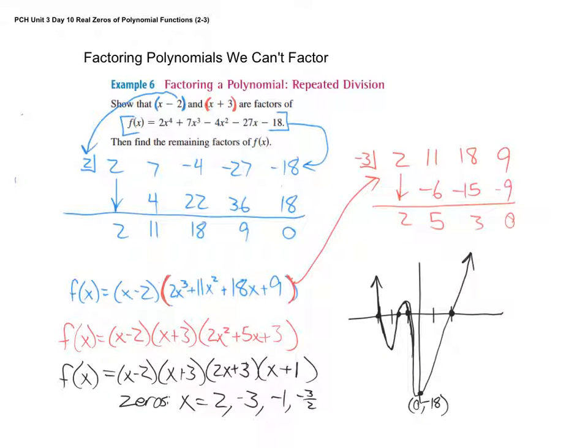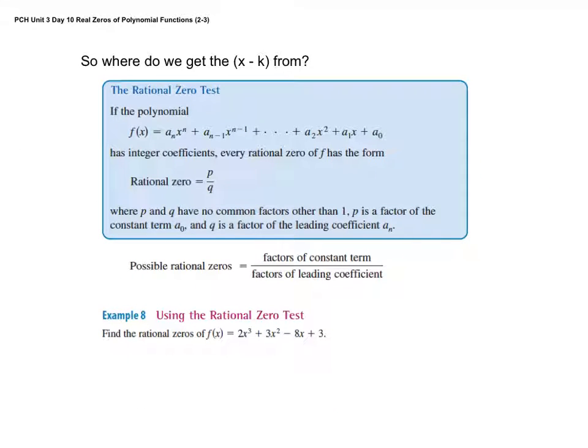So the question came up already. What if we're not told that x minus 2 and x plus 3 are zeros? Well, we've got a test for that, and that's the rational zero test. This is something that in Algebra 2 Honors you did do some. We're going to take this and apply it, do a little bit more with it this year. Let's run through this process though real quickly.